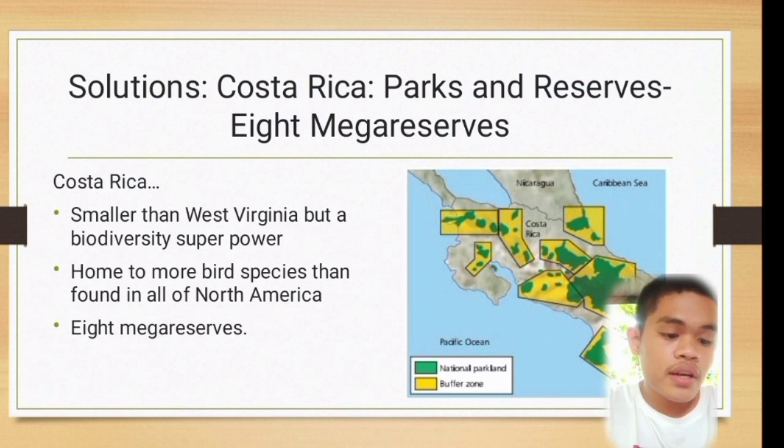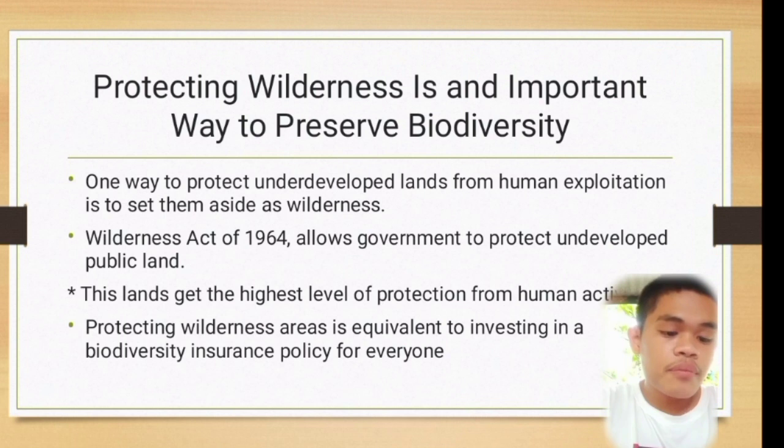Solution: Costa Rica's parks and reserves, 8 managed services. Costa Rica, similar in size to West Virginia, is a biodiversity superpower, home to more bird species than found in all of North America. Protecting wilderness is an important way to preserve biodiversity.